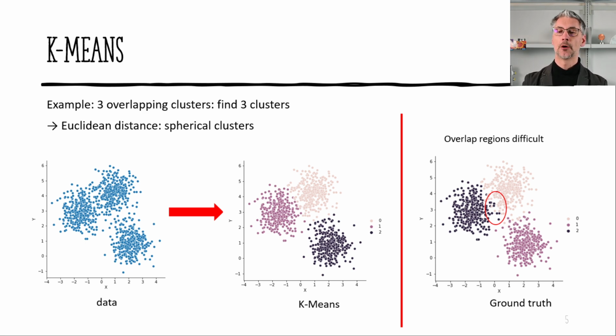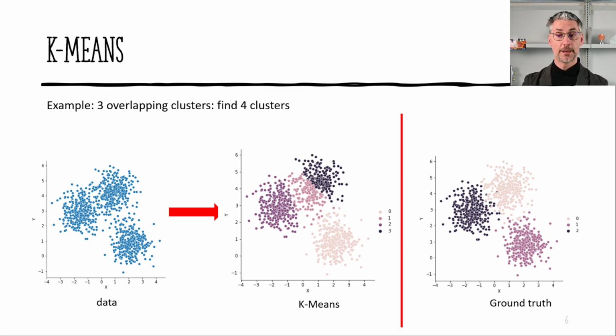Here we optimize Euclidean distance. That means we have spherical clusters, and this is more or less what we observe if we run the algorithm. If you look carefully, the overlap regions are of course difficult to capture because the algorithm has no real means to know whether a point, for example, belongs to the black group or the light group.